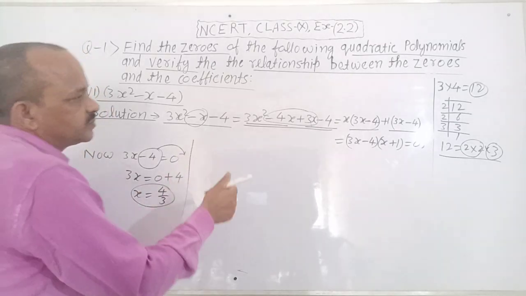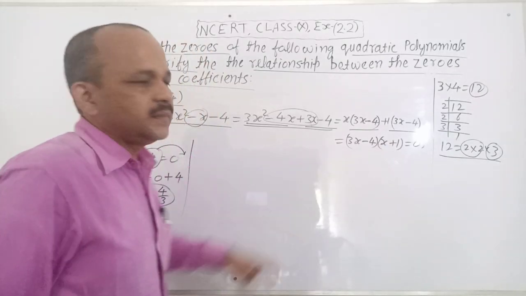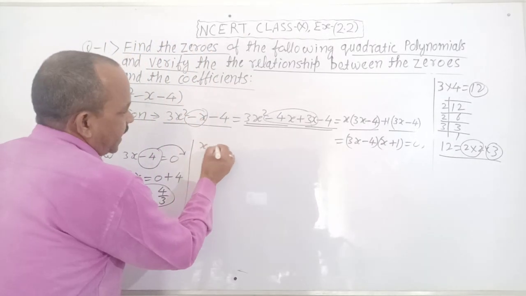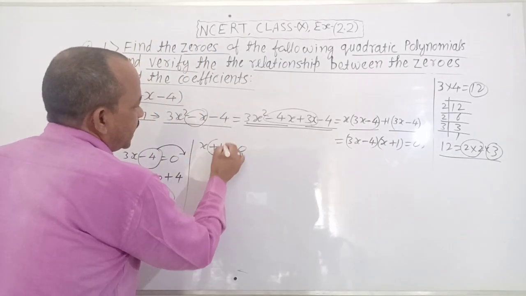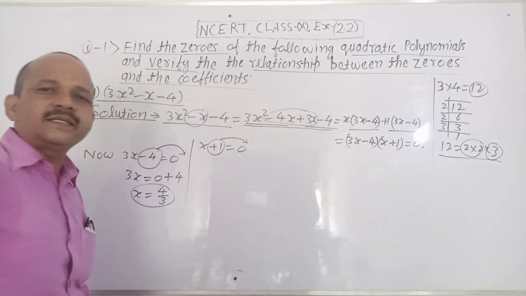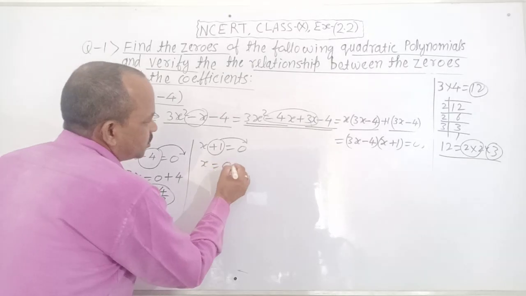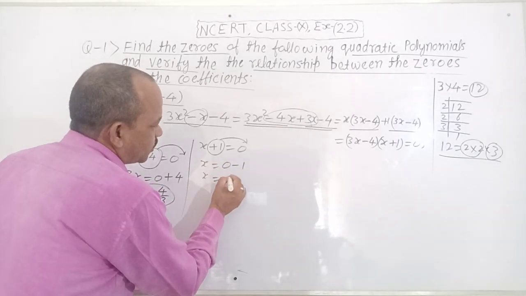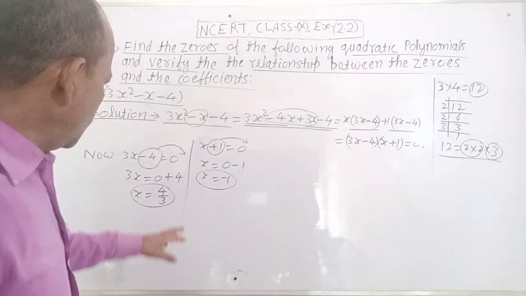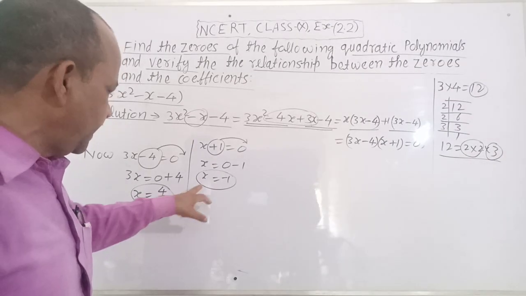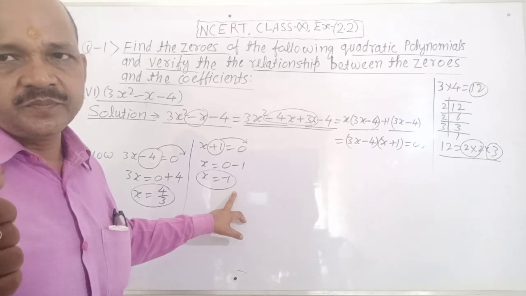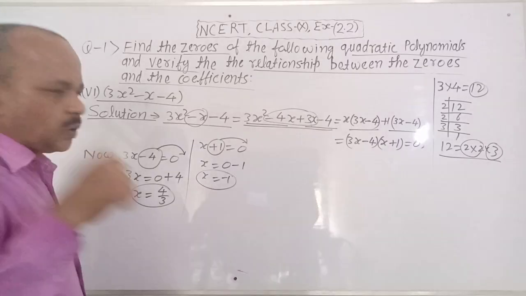Here x plus 1. Hence you can write x plus 1 equal to 0. Here plus 1 you can write on right side. Clear? It becomes x equal to 0 minus 1, x equal to minus 1. You find x equal to 4 by 3 and x equal to minus 1. It is zeros of polynomial.